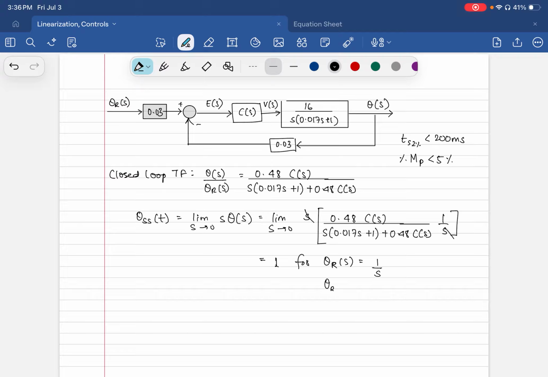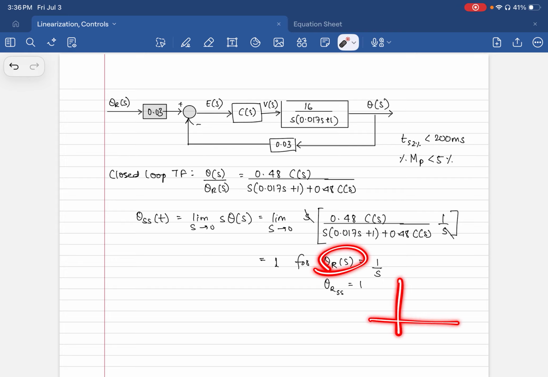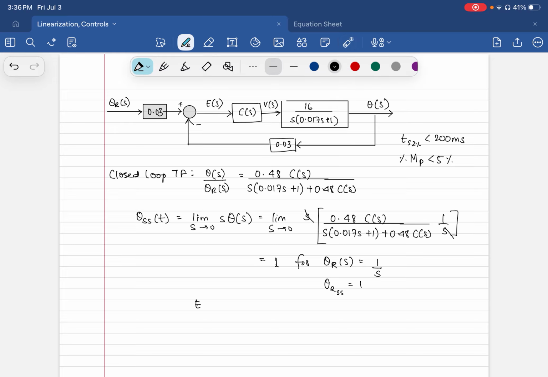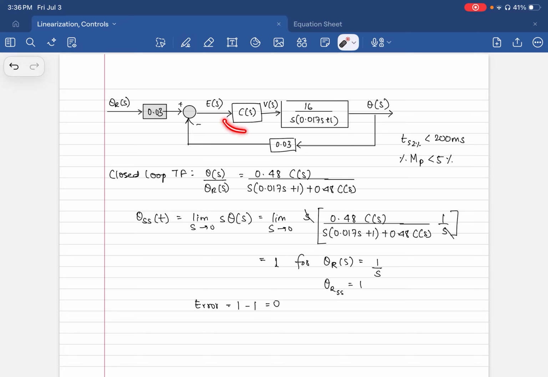What is theta r steady state? That's basically at time t equal to infinity, this is equal to 1. Because you have set that your input is a unit step function going from 0 to 1. So at time t equal to infinity, the reference has a value of 1. So the error is equal to 1 minus 1 is equal to 0. So in this case, for any C of S, because you can see that it's independent of that, you're getting this output as 1 for a unit step input, and so your error equal to 0. So you've achieved your first objective, which is that your steady state error must be equal to 0.